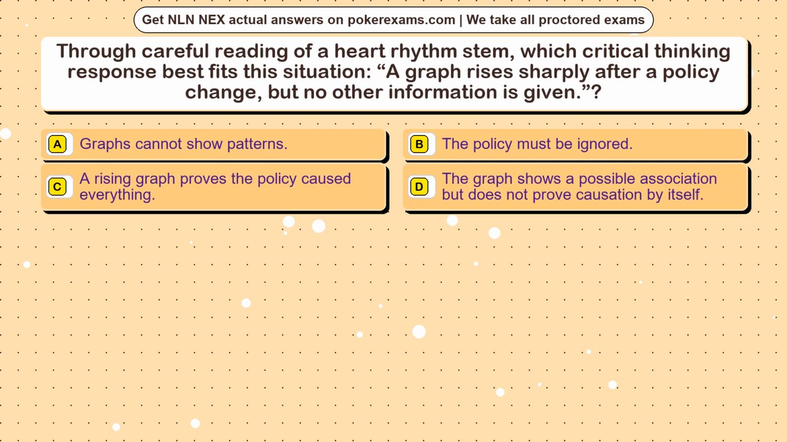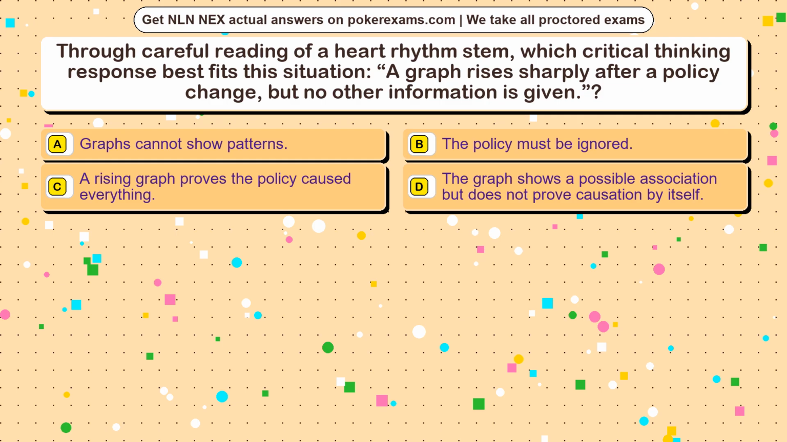Question 25. Through careful reading of a heart rhythm stem, which critical thinking response best fits this situation? A graph rises sharply after a policy change, but no other information is given. Option A, graphs cannot show patterns. Option B, the policy must be ignored. Option C, a rising graph proves the policy caused everything. Option D, the graph shows a possible association but does not prove causation by itself.